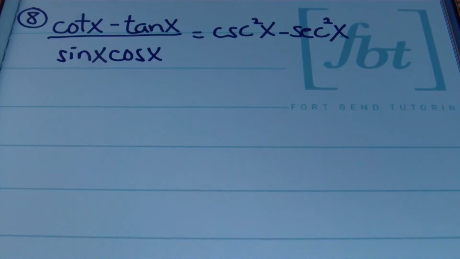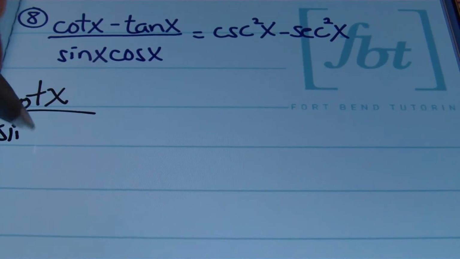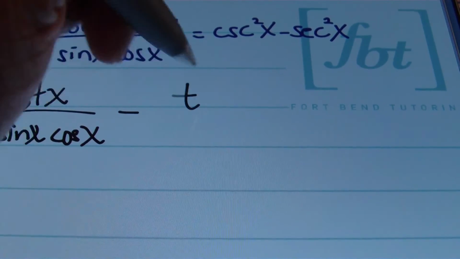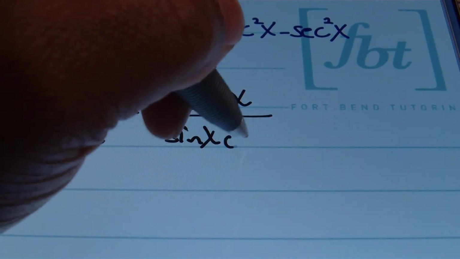There it is. For our last problem, we have cotangent x minus tan x divided by sine x times cosine x. This is supposed to equal cosecant squared x minus secant squared x. Our first step, ladies and gentlemen, is going to be to separate these two fractions. We're going to expand it. We're going to rewrite this as cotangent x over our denominator of sine x cosine x minus tan x divided by sine x times cosine x.